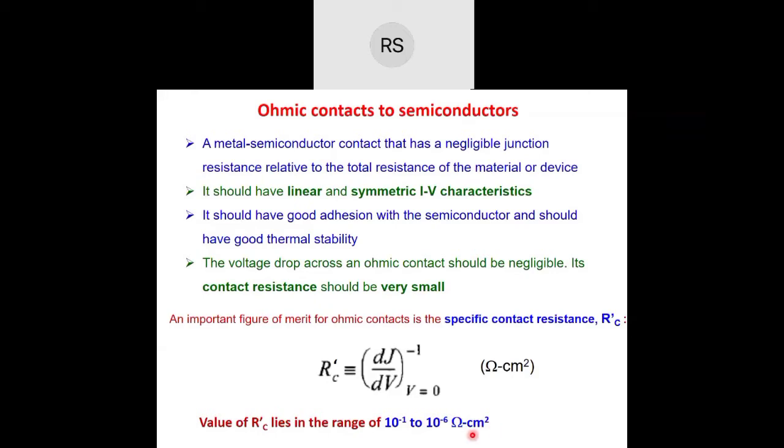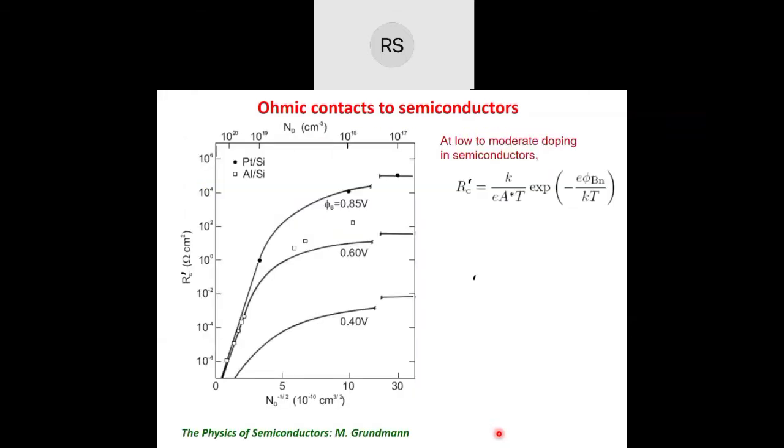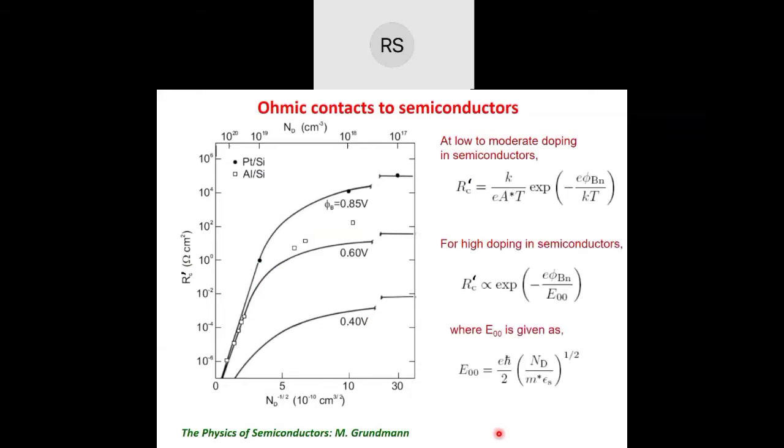In state of the art devices, whether silicon based, gallium nitride based or gallium arsenide based, you try to achieve in the semiconductor industry, or even in research labs, 10 to the power minus 6 ohm centimeter square. Then only you say that your ohmic contact is of the best quality. I'm not going into the details, because for metal semiconductor contacts there is a complete theory for the current transport process in metal semiconductor interfaces. What we define is this R_C dash, and I'm just giving you the relation straight away.